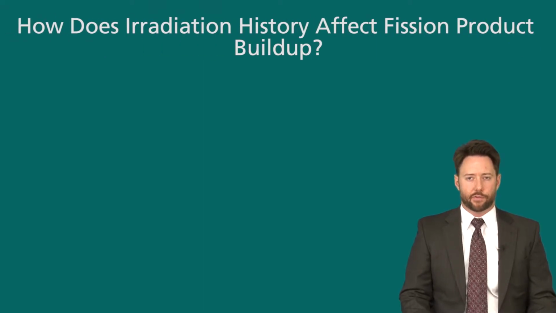So the next question is then, how does irradiation history affect fission product buildup? We're going to take a look at 5 different irradiation case histories and see how that affects the buildup of 2 separate fission products. We'll take a look at it in a second. So let's first go through the 5 cases of irradiation history.